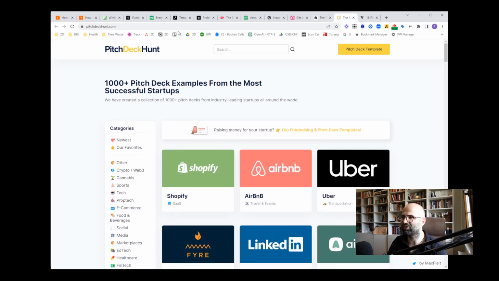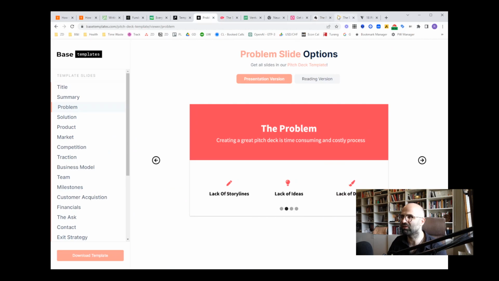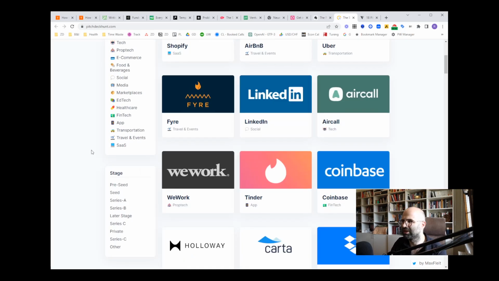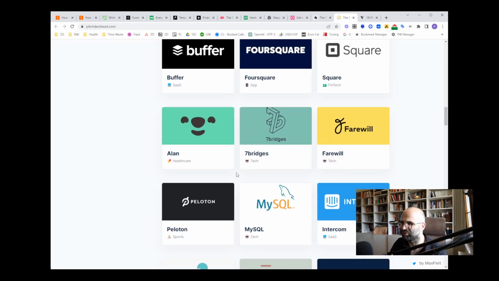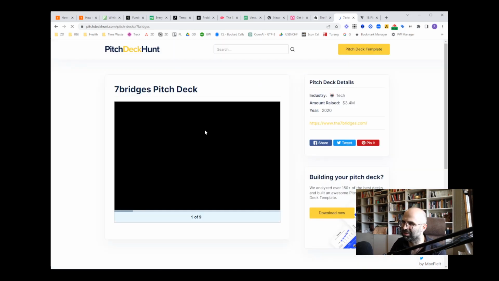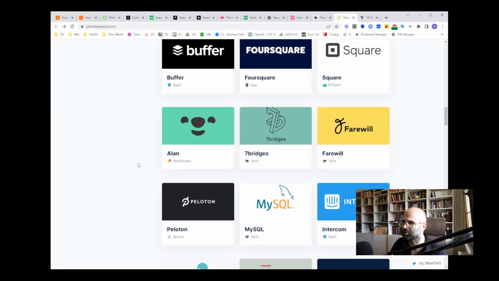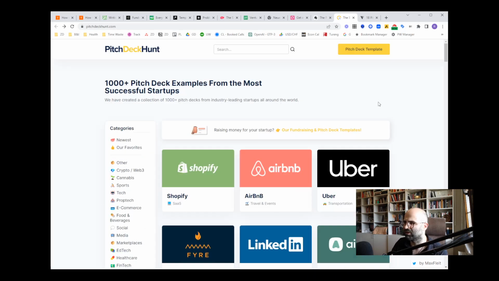PitchDeckHunt, I mentioned this. This is the same company as Base Templates here. Max is the owner of both, and he has done something similar to Failery and OpenVC. Probably they're copying a little bit from each other. Maybe they're stealing some information from each other, I don't know. It's just a comprehensive list of startups. It's what's called programmatic SEO. You list all of this stuff in a templatized way, and then people searching on Google find it pretty easily. And that's the fundamental reason why they're doing it. But hey, it's super helpful.